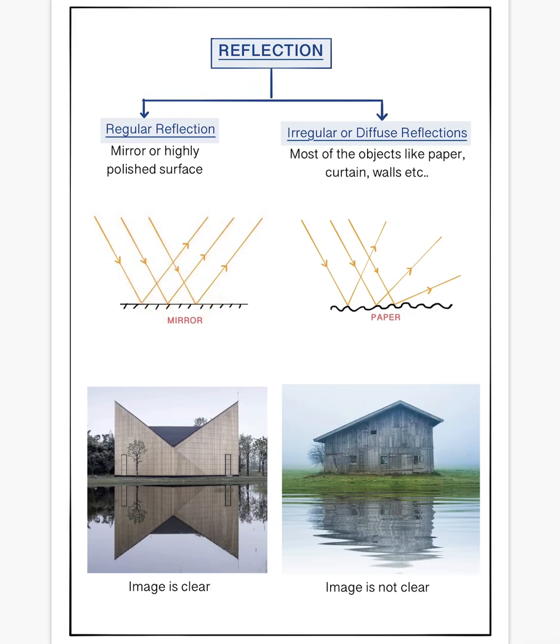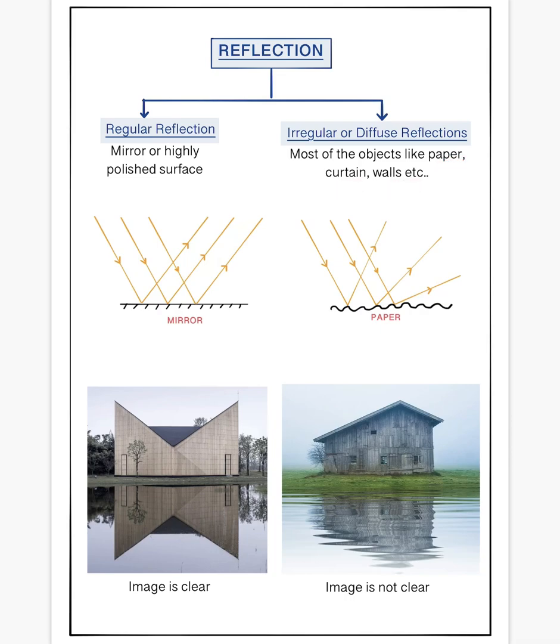Now you see this paper. This is a rough surface. You can see this ray is coming and getting reflected and the second ray is getting reflected in this direction. So this is called irregular reflection and this is called regular reflection. Regular reflection takes place on polished surfaces. Irregular reflection takes place on not polished surfaces like paper, curtains, walls, etc.